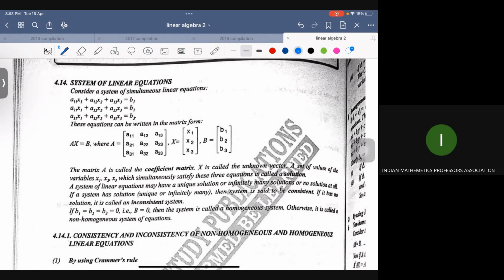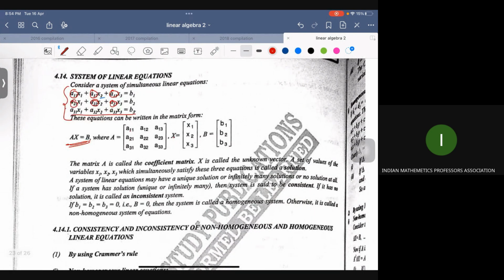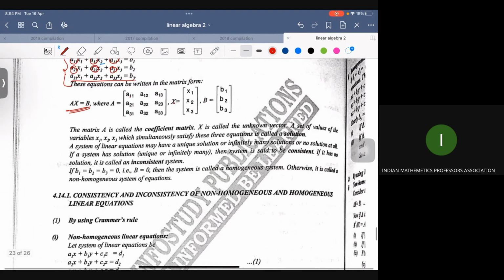So let us take the system of linear equations: a11 x1 plus a12 x2 plus a13 x3 equal to b1, and so on. We can write this system of linear equations in matrix form, where A is the matrix of coefficients, x is a column vector x1, x2, x3, and B is another column vector b1, b2, b3. Here A is called the coefficient matrix, x is the unknown vector, and B is a column vector.